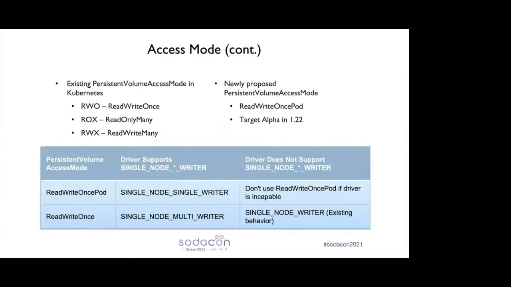If the CSI driver supports these new access modes, then the persistent volume access mode read-write once pod corresponds to single node single writer in CSI. If these new access modes are not supported, then we can use this new access mode. For read-write once, it corresponds to single node multi-writer if the CSI driver supports these new modes. Otherwise, it corresponds to the existing single node writer, which is the existing behavior.